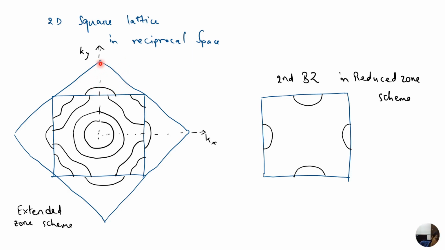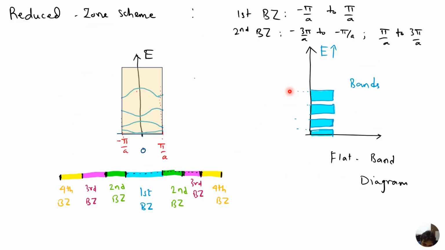You imagine this: you overlap this triangle and fold it onto the square along this curve. Similarly, fold this towards the left, fold this towards the left, and fold this towards the left. So the area of the second Brillouin zone is the same as the area of the first Brillouin zone. Similarly, the area of the third Brillouin zone is the same as the area of the first Brillouin zone. And similarly, the total area of the nth Brillouin zone is the same as the total area of the first Brillouin zone.